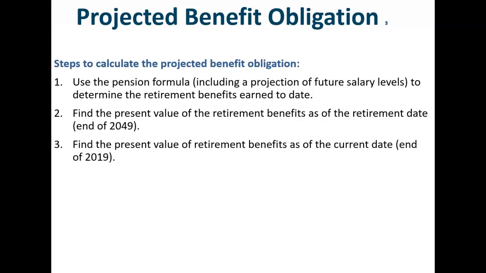There are 3 steps to calculate the projected benefit obligation, also known as PBO. First, use the pension formula, including projection of future salary levels, to determine the retirement benefit earned to date. Second, find the present value of the retirement benefits as of the retirement date, at the end of 2049 in this example. And third, find the present value of the retirement benefits as of the current date, the end of 2019 in this example.